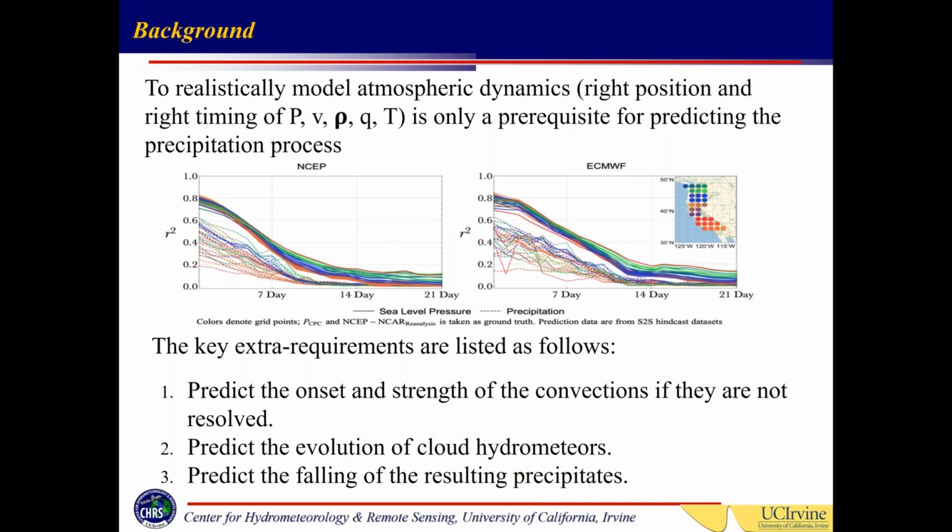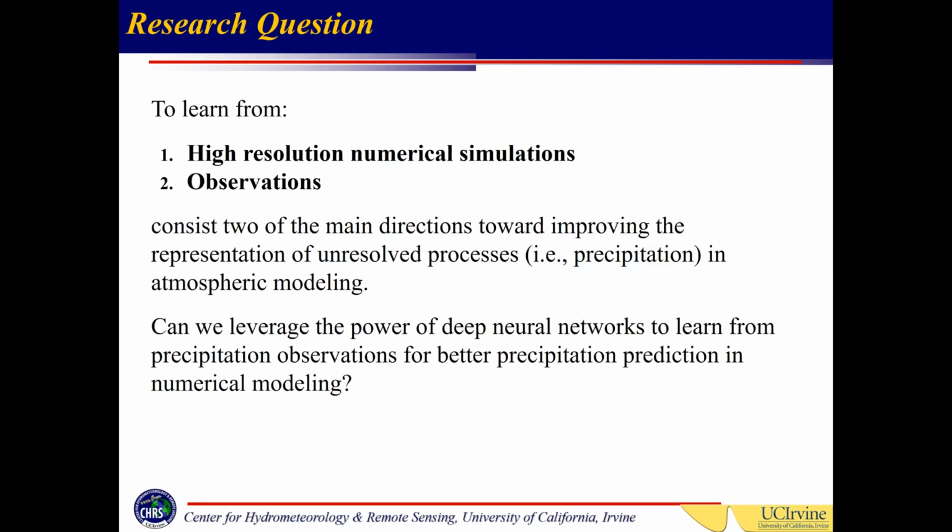And finally, when we get the resulting precipitates, we also need to predict how they fall onto the ground as the precipitation we measure with gauges or some ground-based measurement techniques. So the motivation, when we want to improve the prediction of precipitation, there are two main approaches. The first one is to learn from high-resolution numerical simulations, and the second one is to learn from observations. These two methods constitute two of the major directions toward improving the representation of unresolved processes.